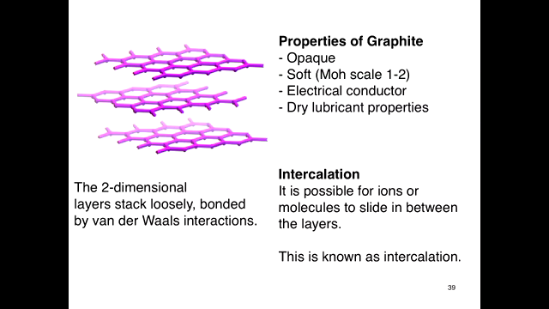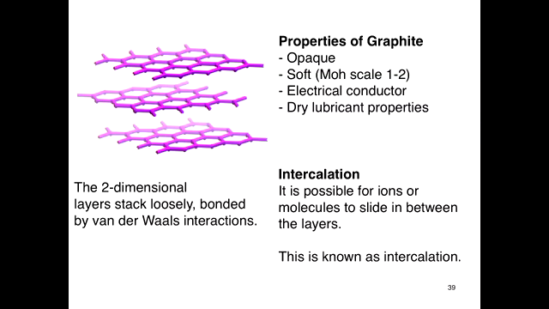Contrast that with diamond, the hardest substance known. Same element, but in this case we don't get the sheet structure. In diamond we have the three-dimensional network structure. So it's the structure rather than the element which is responsible for the properties. Intercalation can also occur with something like graphite.